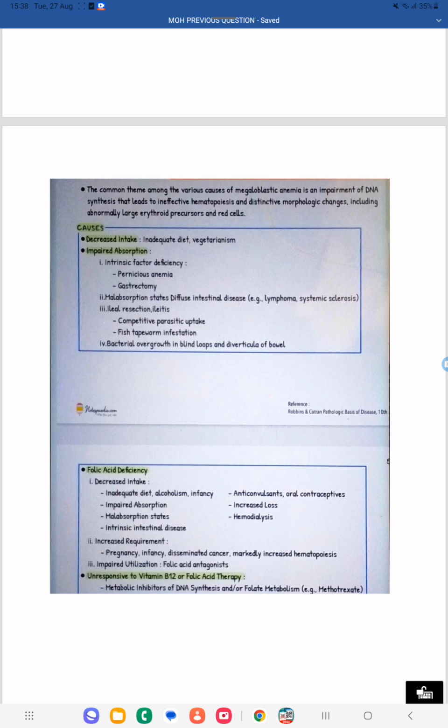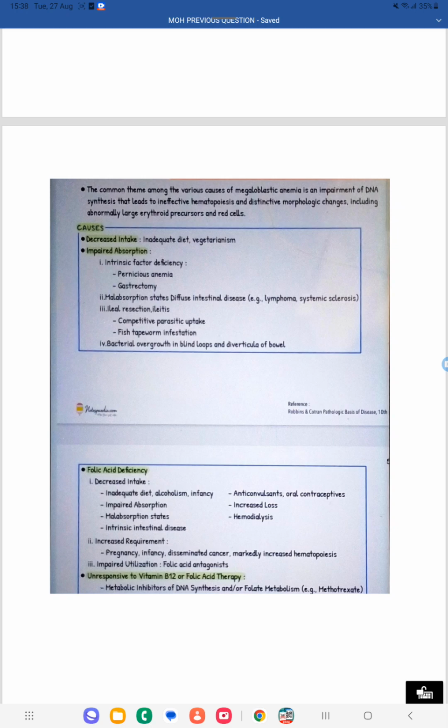Vitamin B12 deficiency you can get in an inadequate diet. Okay, and vegetarianism. So those who are taking leafy vegetables or vegetables only, if they are not taking any milk or egg, mainly they will be getting vitamin B12 deficiency. So in this question they have mentioned that they are eating only junk foods. So it is an inadequate diet. So the patient will be suffering with vitamin B12 deficiency.